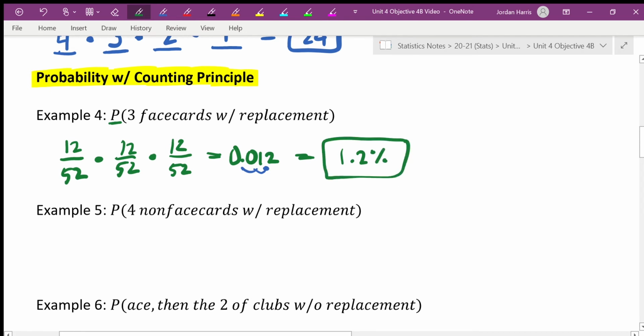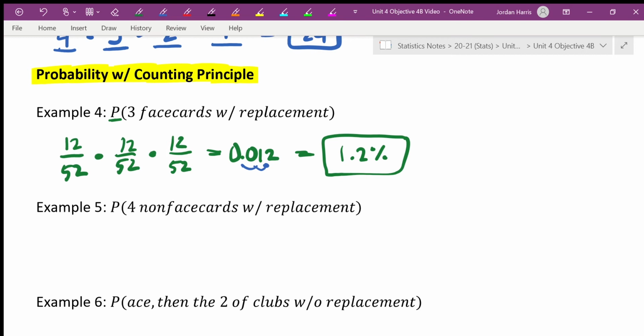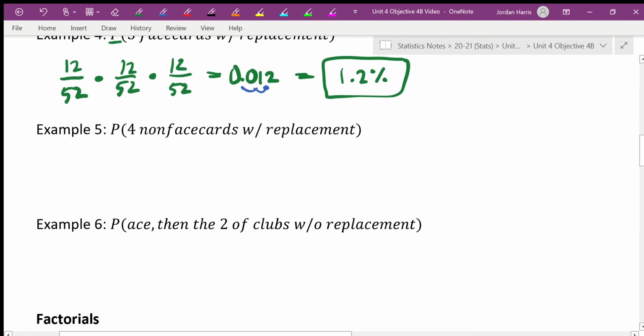It's only a 1.2% chance if you drew a card, shuffled it, drew a card, shuffled it, drew a card, that all 3 of them would be face cards. And now let's do the similar thing, probability still, but with non-face cards. Still with replacement, meaning we put the card back.